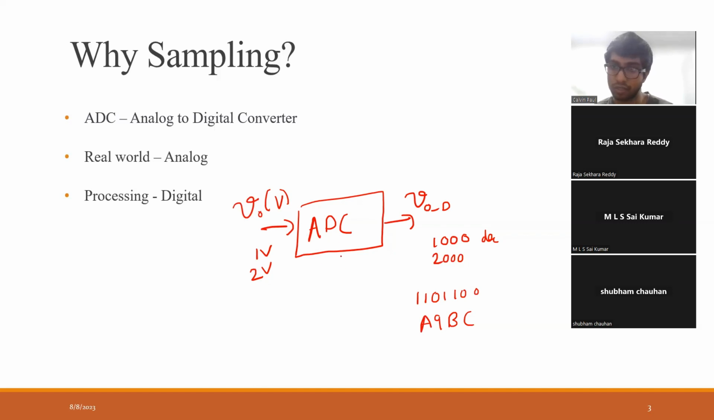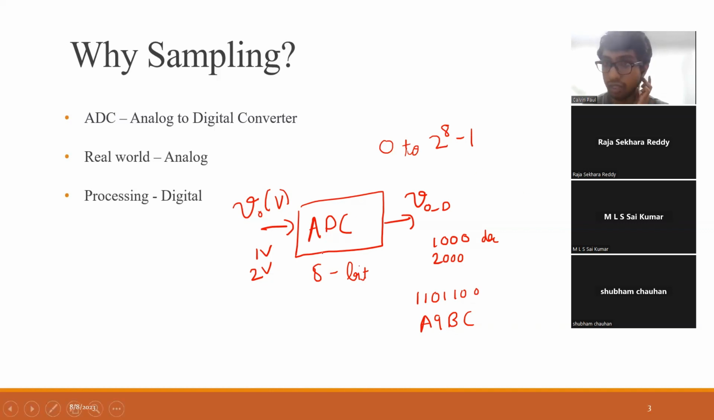So depending on the bits of the ADC, suppose the ADC was an 8-bit ADC. That would mean the possible values it could generate are from 0 to 2 raised to 8 minus 1. This would be the resultant digital equivalent of the analog signal.